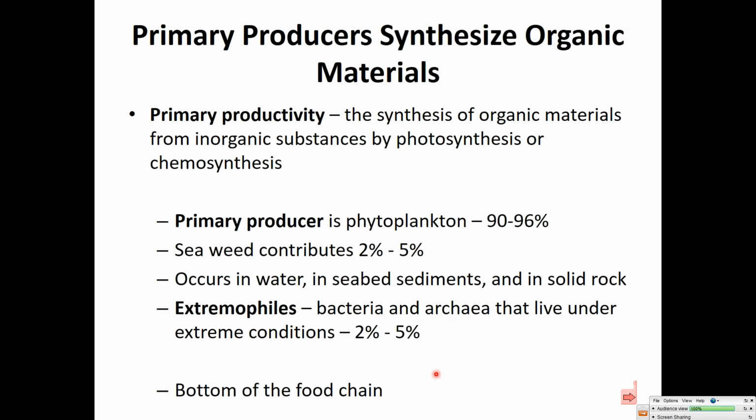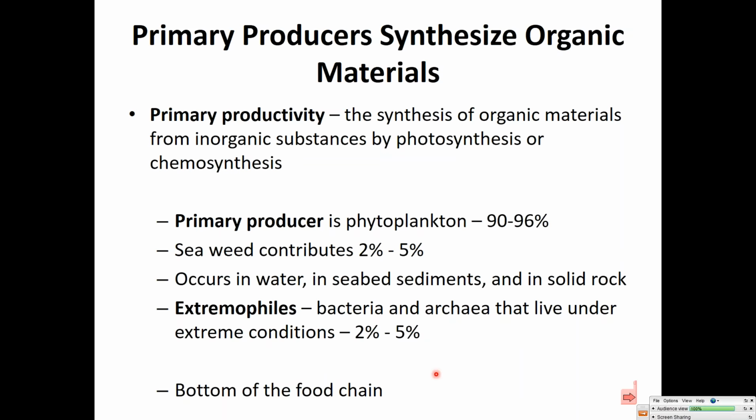90 to 96% of photosynthesis, or primary production, is due to phytoplankton. A molecule used in photosynthesis is chlorophyll. Chlorophyll is green. It's what makes the leaves of a plant green.